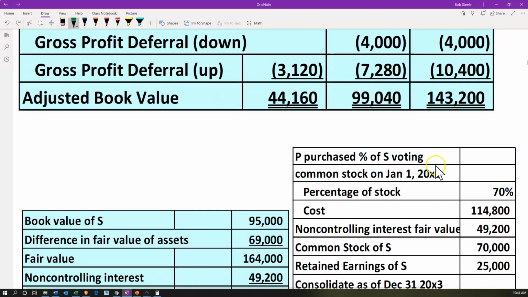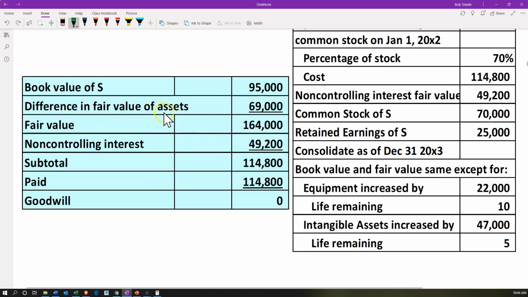Okay, and then we're going to have the deferral, the difference in the fair value of assets, which was the 69, because we said down here that the equipment and the intangible assets had a higher value of 22 and 47 at the point in time of the purchase. And then the fair value is going to be that 164,000. The non-controlling interest is going to be the 49,200. That's going to be picked up from here. So that was given to us, the 49,200.